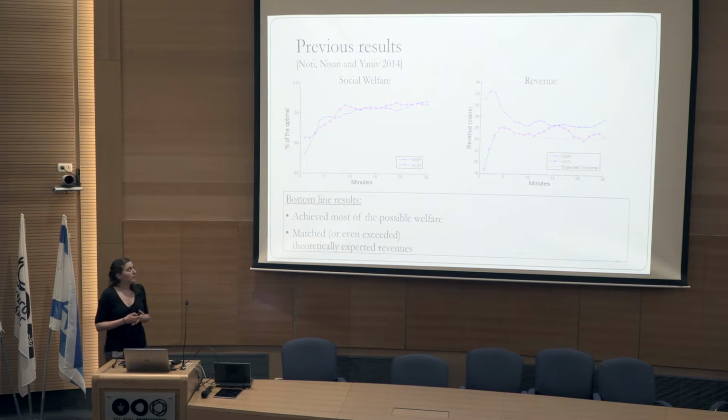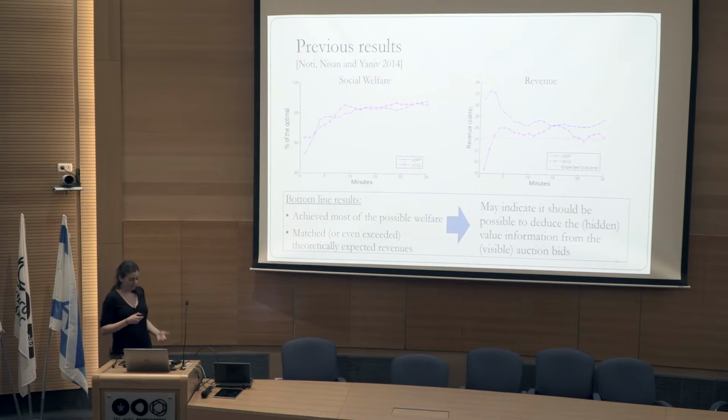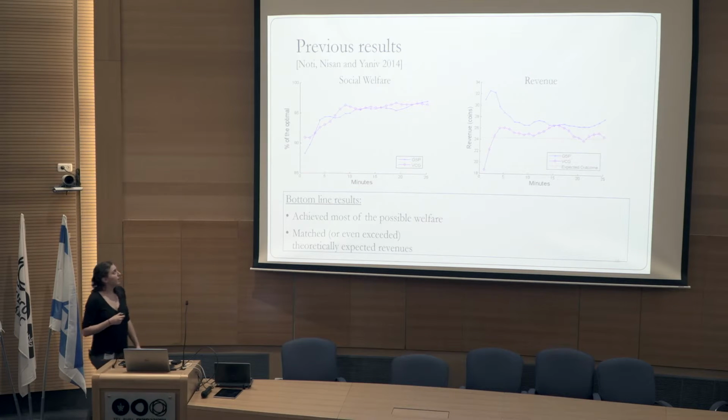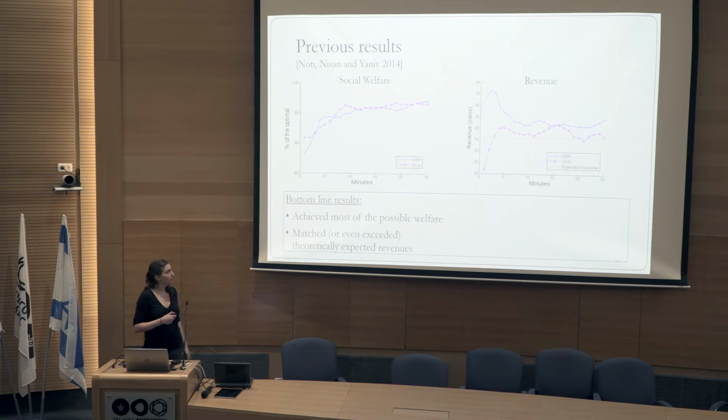But still, when we look at the bottom line of the results, of the welfare and the revenue for the auctioneer, we see that they were consistent with the theory. Here on the left, this is the welfare as percentages of the optimal welfare over time for the GSP and VCG. You can see that for both auction rules, the welfare increased quite fast and was above 95% during most of the game.